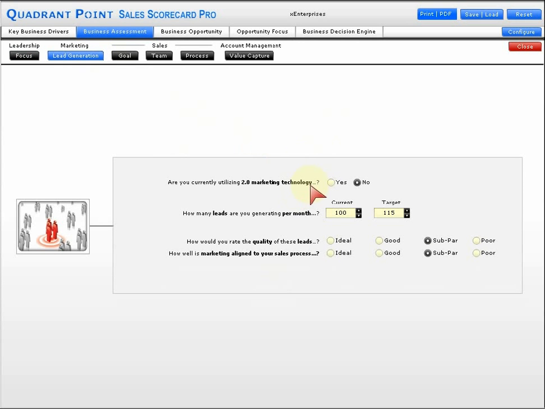What's happening on the lead generation front? What if we could move from 100 to 115 per month? What would that look like? And what's the quality of our leads, and is it aligned to our sales process? What if it were subpar? What would that mean, and what would it mean to improve it?